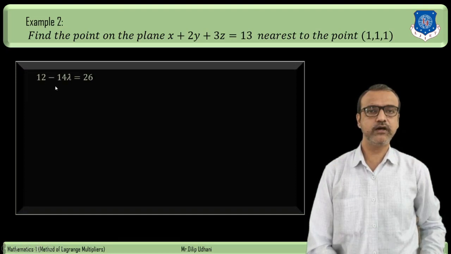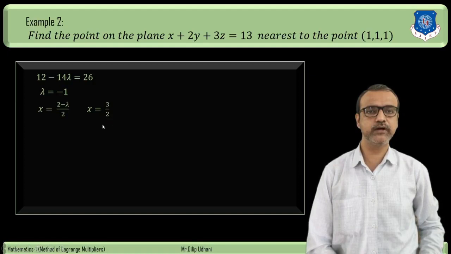So it will be 12 minus 14 lambda equals 26. Now from this equation we will find out the value of lambda. So lambda will be minus 1. Now from this value of lambda equals minus 1, we will find out the values of x, y and z. We have x equals 2 minus lambda by 2. So putting lambda equals minus 1, we have x equals 3 by 2.